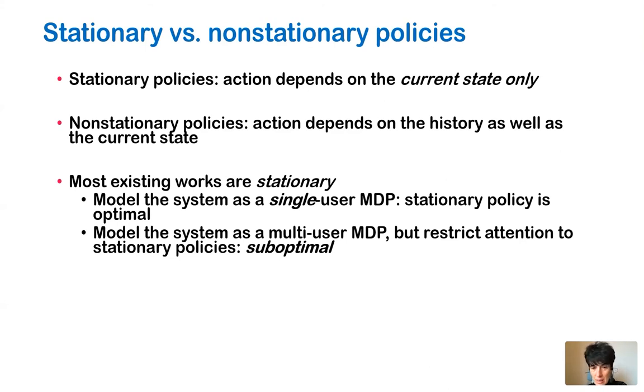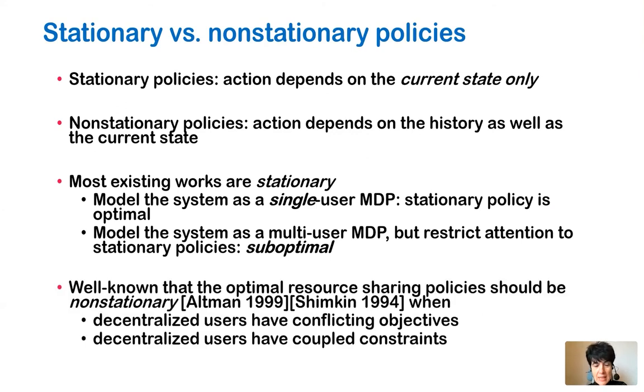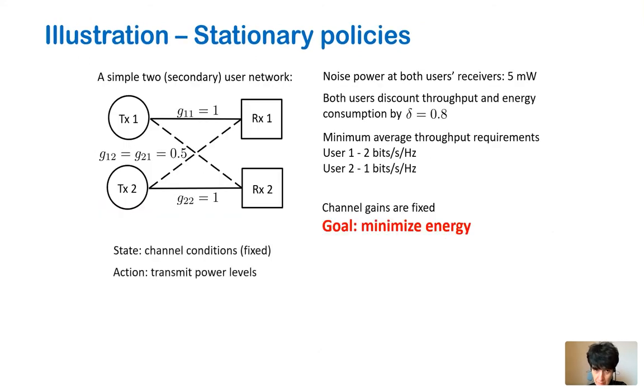But if we want to maximize the sum utilities for transmission over the spectrum by multiple transceivers, this is a multi-user Markov decision process. And then restricting our attention to stationary policies is suboptimal. It is indeed well known that optimal resource sharing policies should be non-stationary, because the decentralized users have conflicting objectives and have coupled constraints. Let me illustrate that with an example.